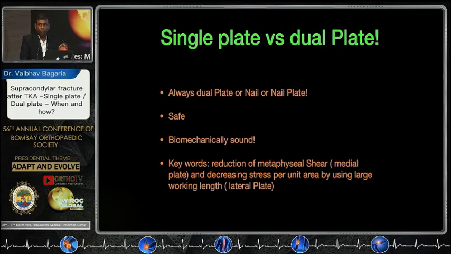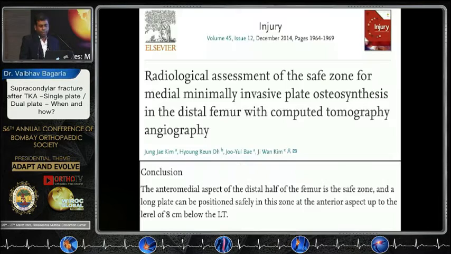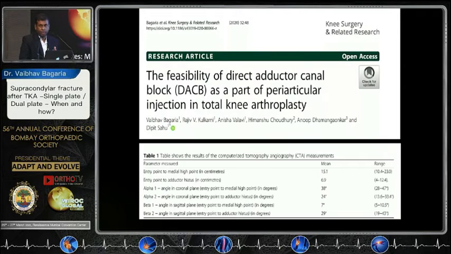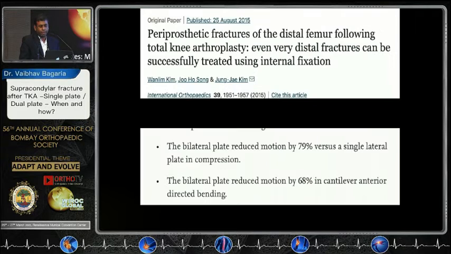So how to execute it? Neutralize the forces on the medial side, and use a long plate on the lateral side. People are afraid of doing a medial plate because they feel that it's unsafe. There are a lot of studies showing that you can now put the medial plate up to 8 centimeter distal to the lesser trochanter. Our own studies, which were done for a different purpose, did an anatomical study and show the femoral neurovascular bundle is quite away from the area that you need to plate. So if anyone is interested, they can read the entire anatomical studies.